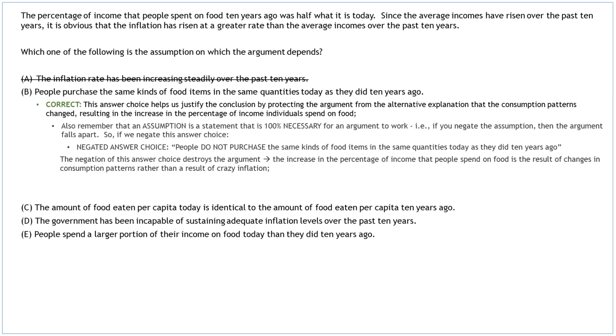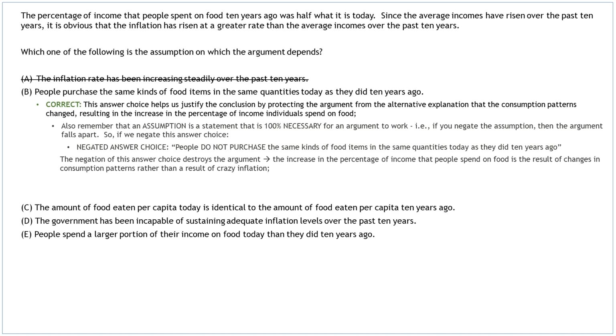This answer choice helps us justify the conclusion by protecting the argument from the alternative explanation that the consumption patterns changed, resulting in the increase in the percentage of income individuals spend on food. Let's also test it, using the assumption negation technique. Negated answer choice: people do not purchase the same kinds of food items in the same quantities today as they did 10 years ago. The negation of this answer choice destroys the argument.